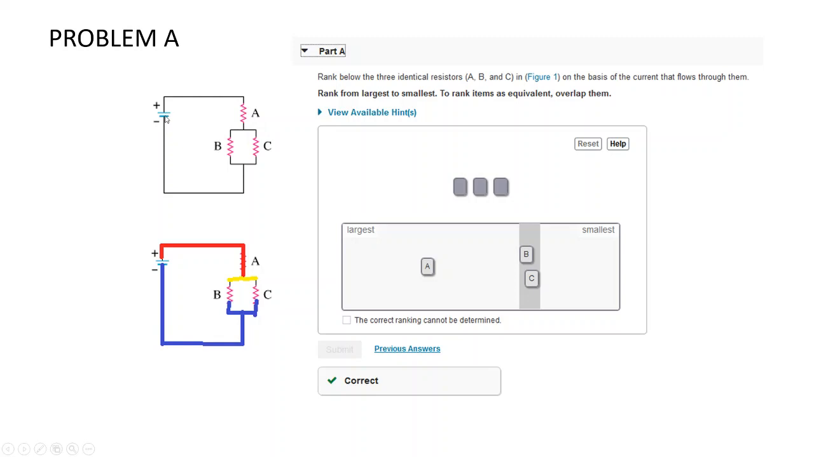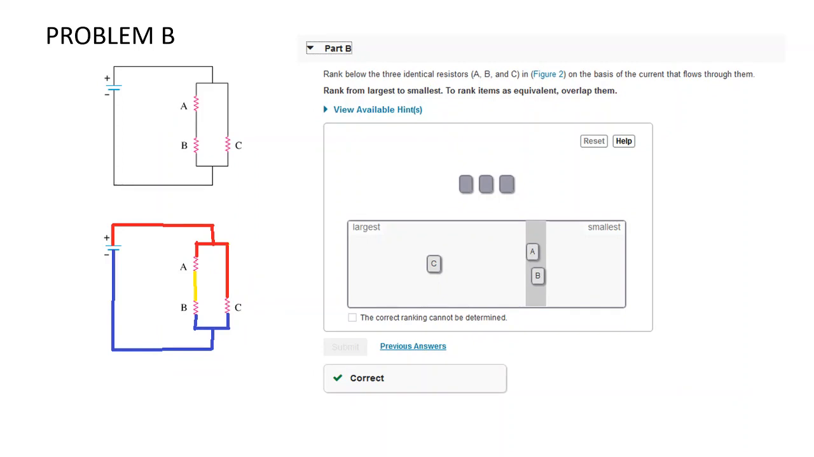This means that once the current leaves the battery and goes through A and joins this junction, it will have to decide whether to go through B or C. And since B and C are equal to each other, we can say that the current will be evenly split between B and C. So B and C will be equally smaller than A. And that's the solution to problem A.